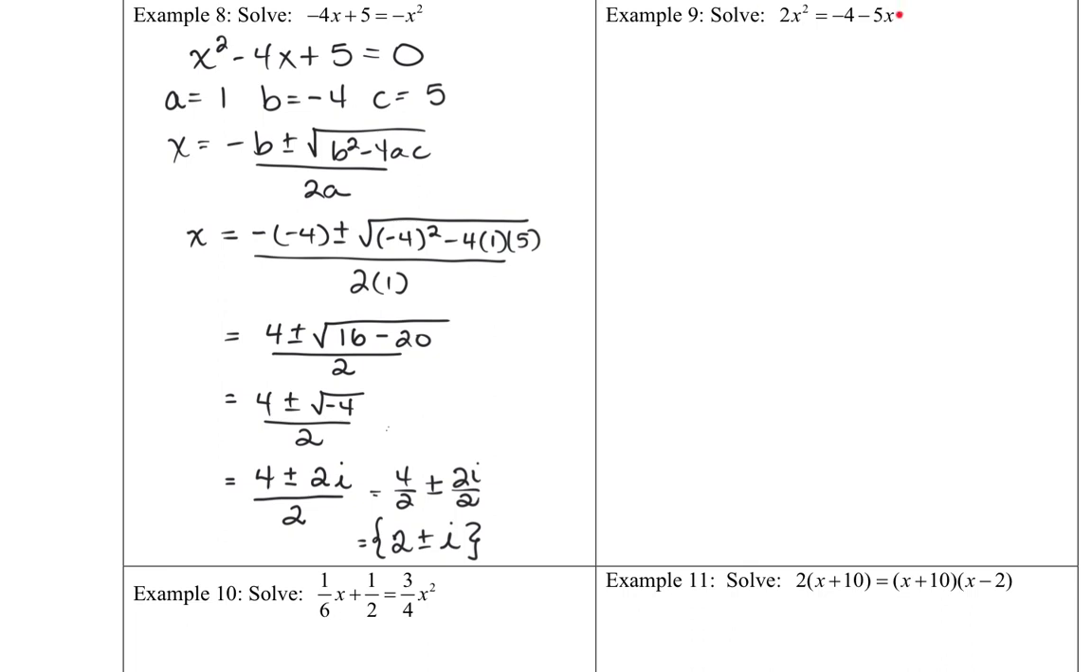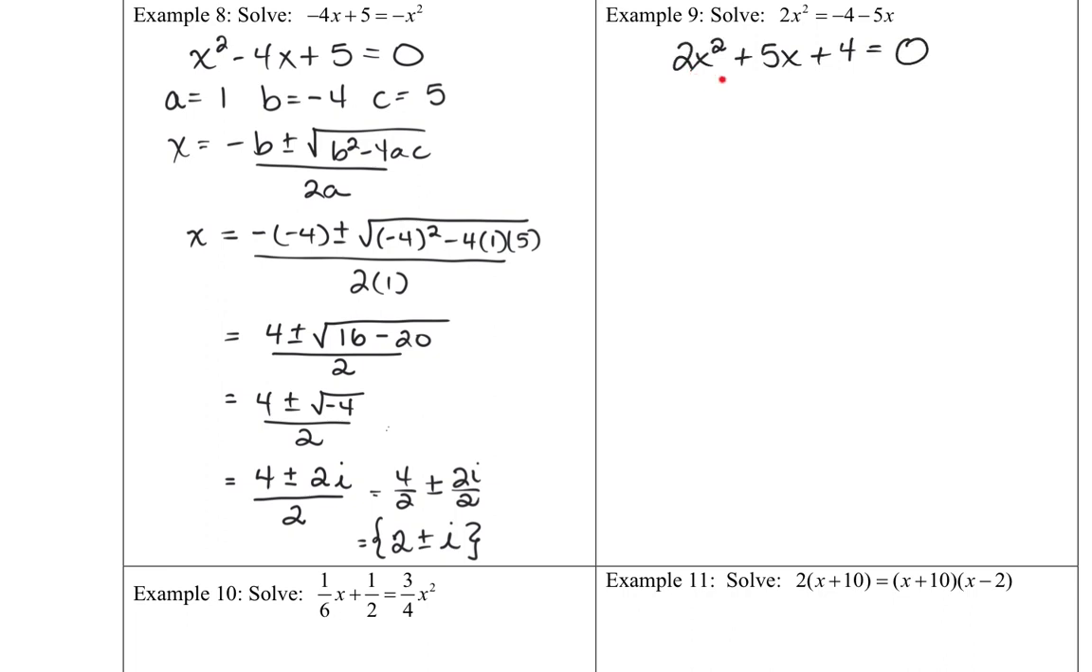What about this one? This is not set equal to 0, and these are not in the right order, right? So let's go ahead and get it that way. We're going to have a 2x squared. We're going to bring this over, and it's going to become plus 5x. We're going to bring this over, and it's going to become plus 4 equals 0.